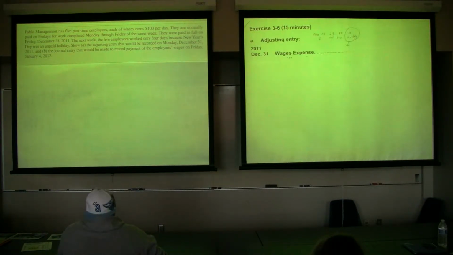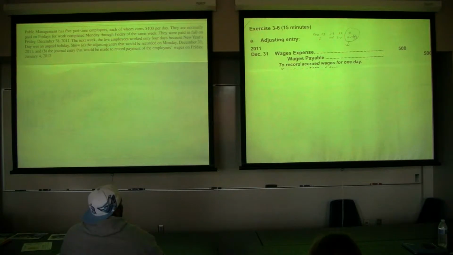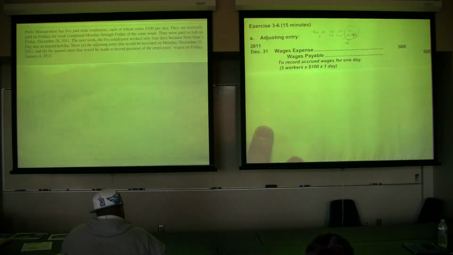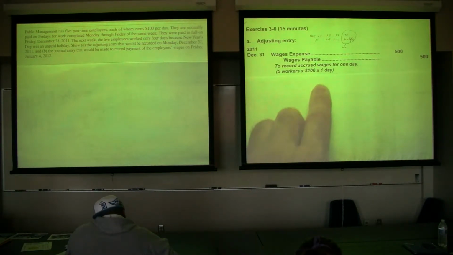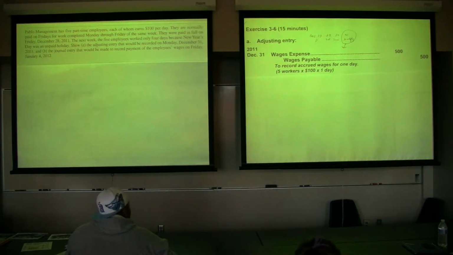So here's the adjusting entry. To record the accrued wages for one day, that would be the Monday, right? 5 workers at $100 a day for one day, it's $500. So this is the one day, this is Monday, right? So that one day's wages expense will show up on the December income statement, the income statement ending December 31st.